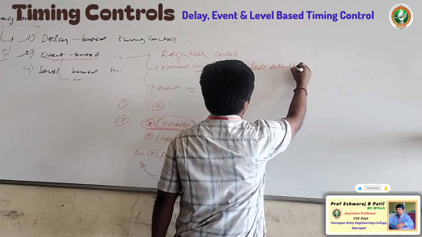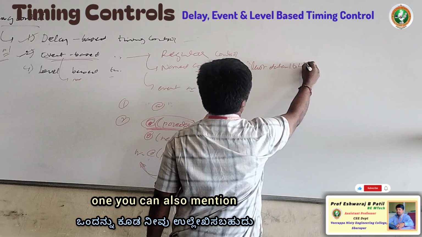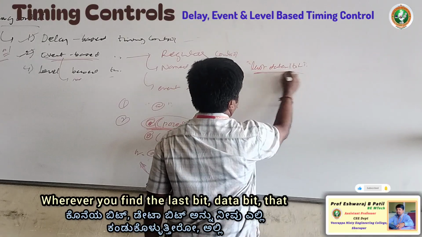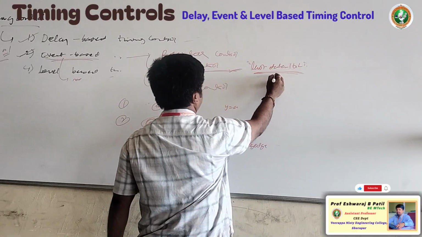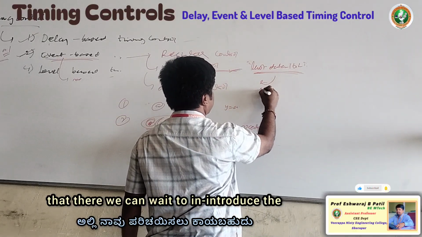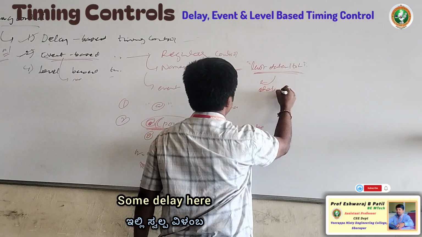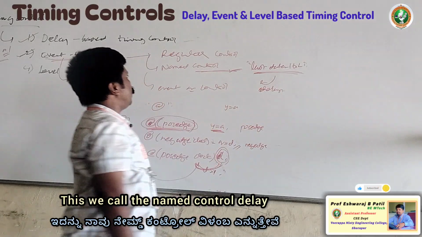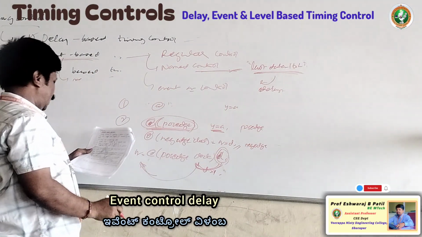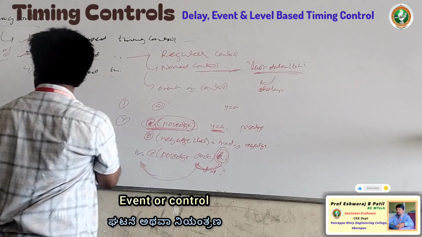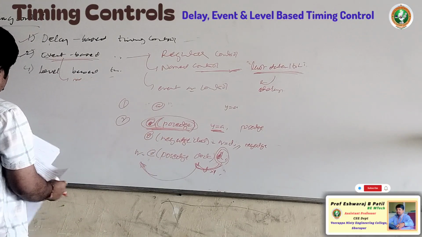Last data, first bit, and you can mention it like this. Wherever you find the last data bit, there we have to introduce some delay over there, some delay here. This we call the named control delay, event or control.